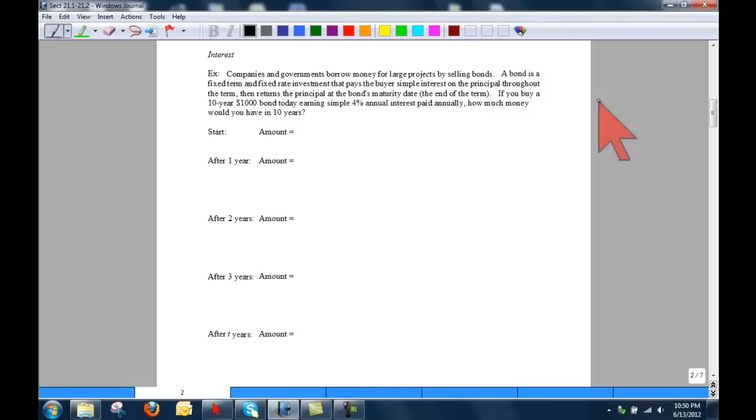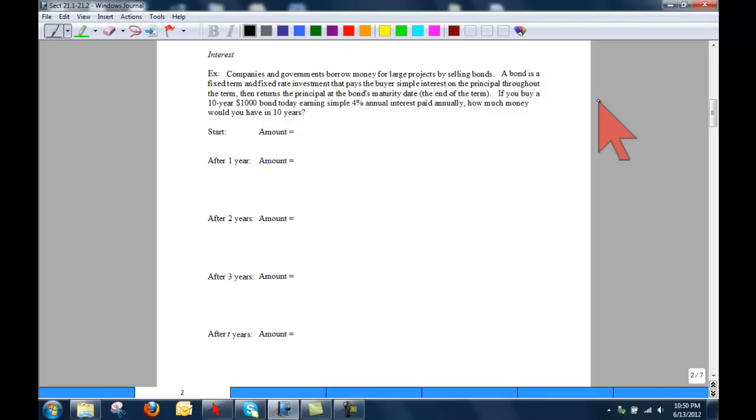A bond is a fixed term and fixed rate investment that pays the buyer simple interest on the principal throughout the term, then returns the principal at the bond's maturity date, or at the end of the investment period. Question: if you buy a 10-year, $1,000 bond today, earning simple 4% annual interest paid annually, how much money would you have in 10 years?